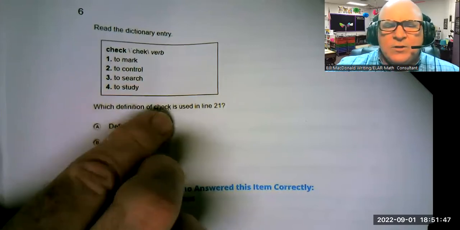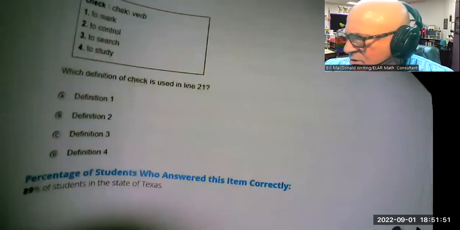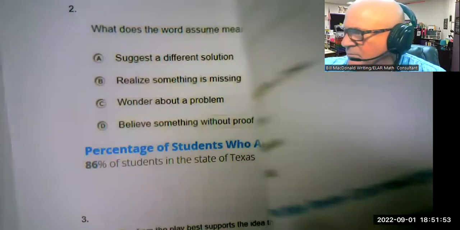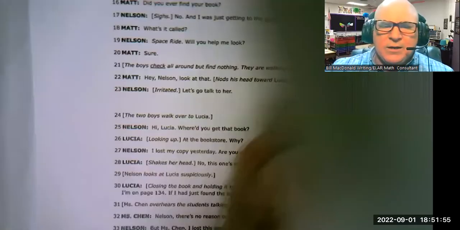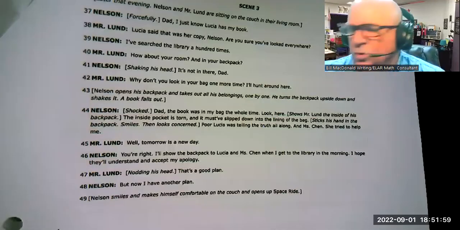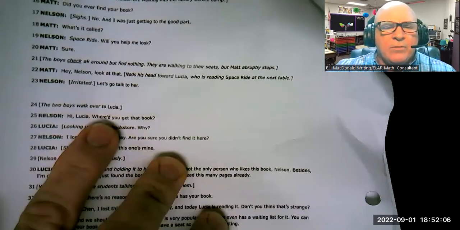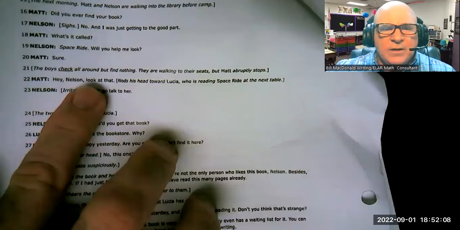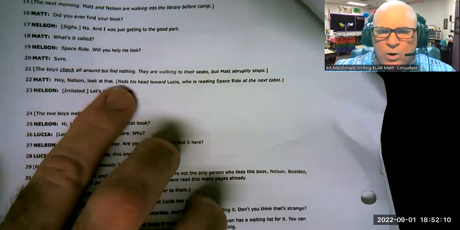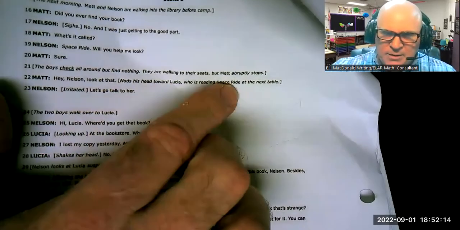So let's look at line 21 and see how they used check, so that we can see which definition it was in terms of the word. The boys check all around, but nothing. They are walking to their seats, but Matt abruptly stops.